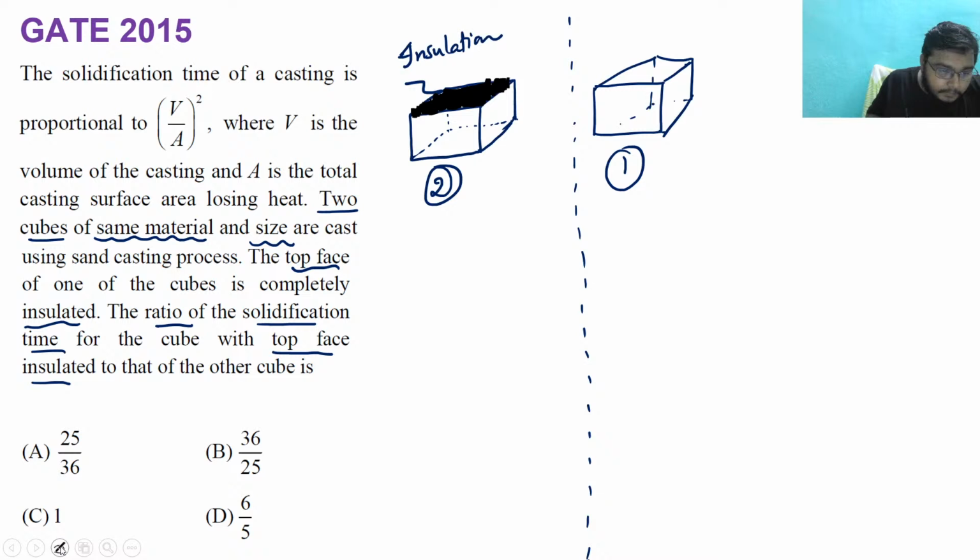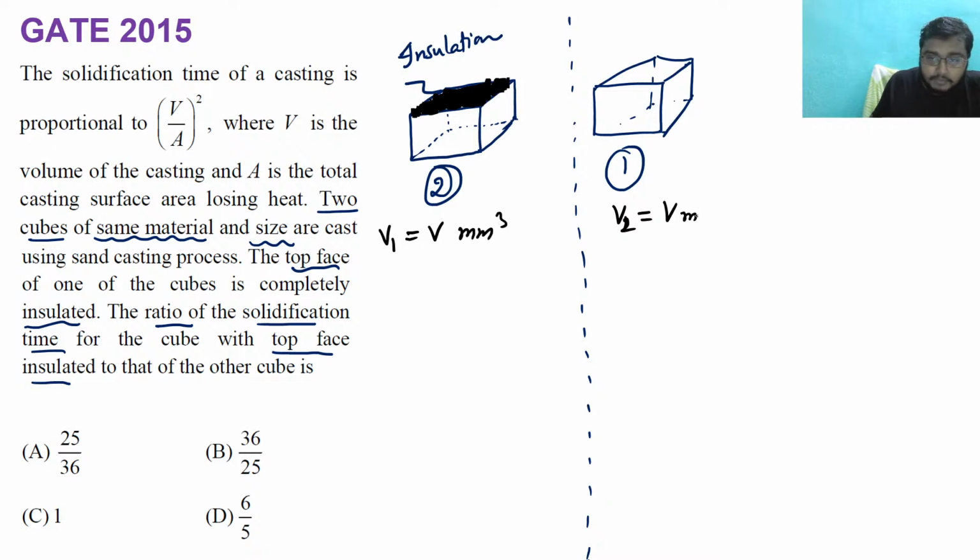Now see, what would be the volume of these cubes? Let me write here. So volume would be like what? V1. This is the volume V1 of the first cube, that is V, and here also V2 is equal to V. Both volumes are the same.